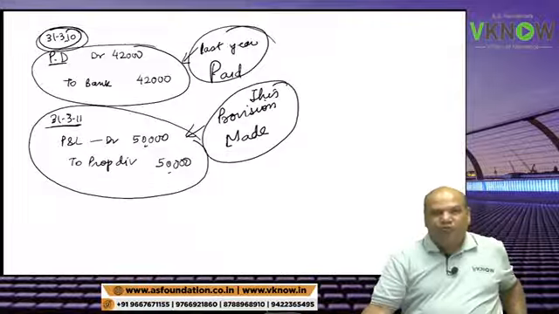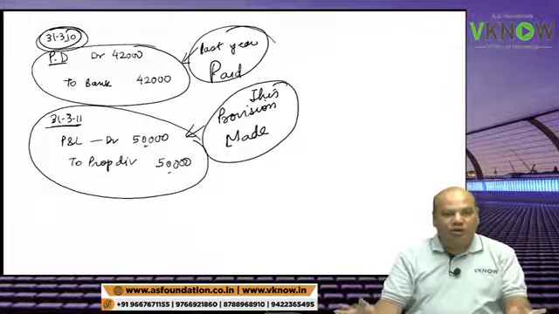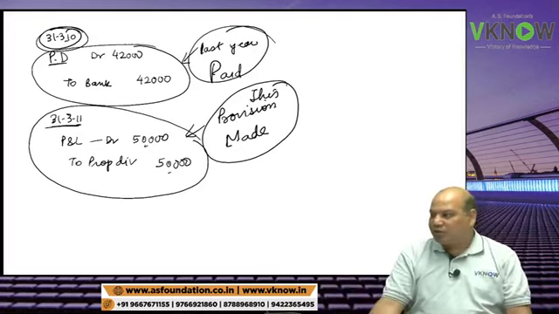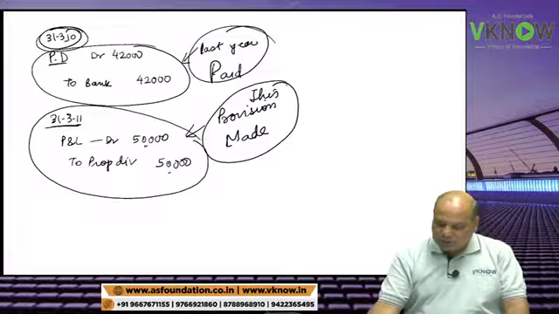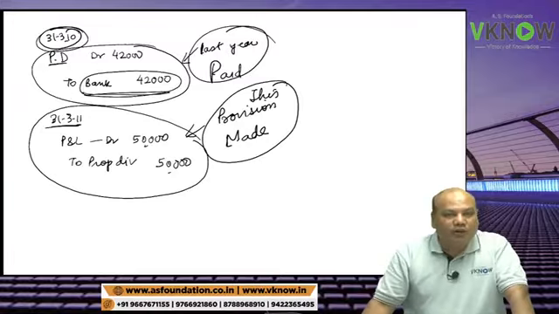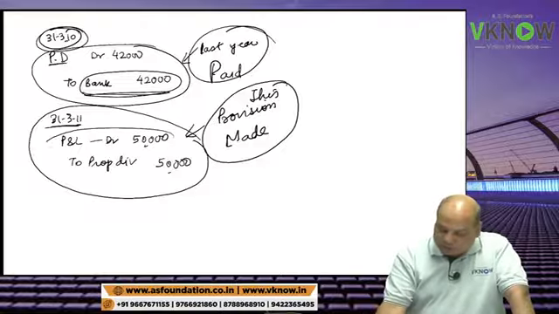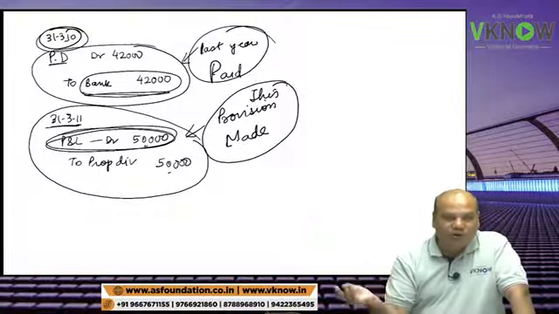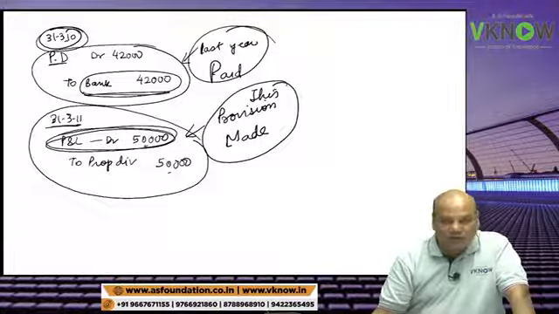Poem. What is the poem? Last year paid, this year made. So last year paid will go to financing activity, and this year provision made add back in the P&L account, because you have debited P&L account for a non-cash item. Actual payment we are showing separately in financing activity.